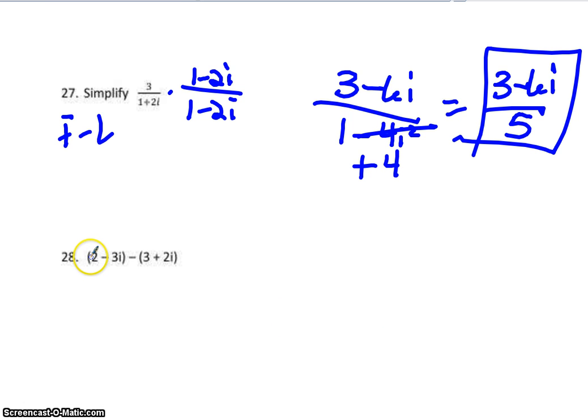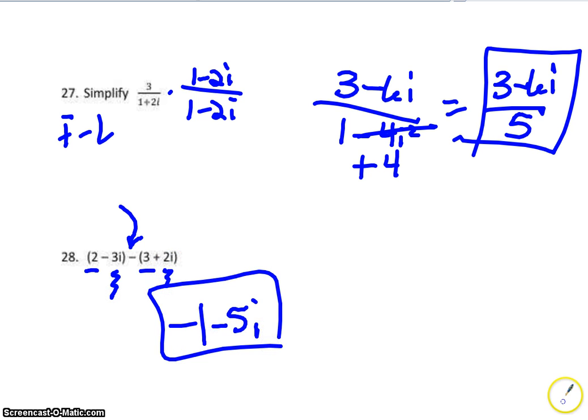Do not make 28 harder than it is. A lot of people try to distribute and do FOIL here, and it's not. It's just a subtraction problem. So just combine your like terms. 2 minus 3 is negative 1. Negative 3i minus 2i is minus 5i. That's all there is to it. Do not make that one harder than it is.